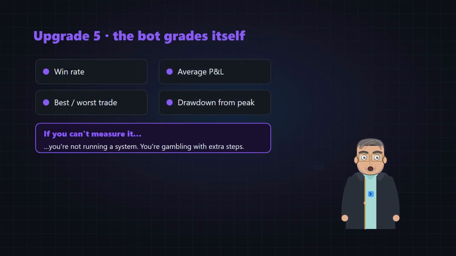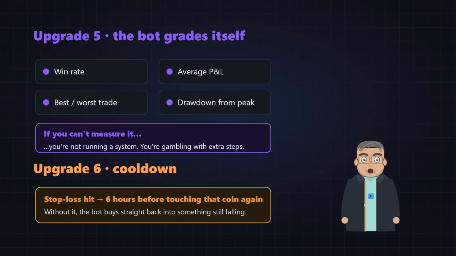It tracks its win rate, its average profit and loss, its best and worst trades, and how far the portfolio has fallen from its highest point. And it emails that to me. If you cannot measure it, you are not running a system, you are just gambling with extra steps. And number 6, a cooldown. If a stop loss gets hit on a coin, the bot will not touch that coin again for 6 hours. Without that, it happily buys straight back into something that is still falling.